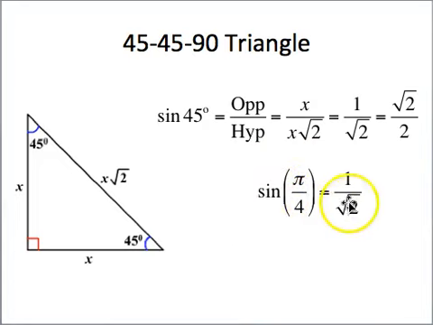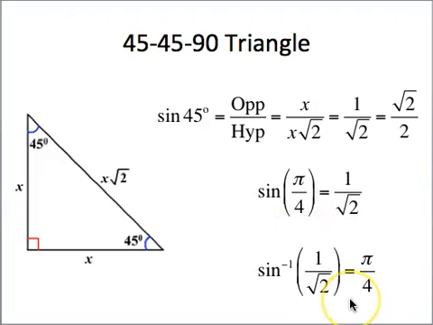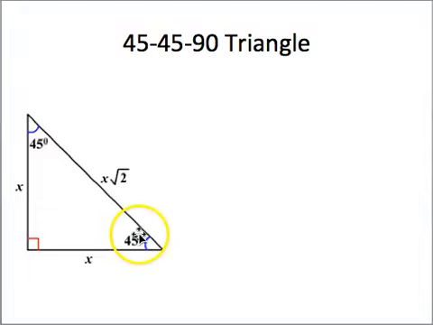So if that's the case, again, x becomes y becomes x. The inverse sine of 1 over root 2 is pi over 4. Arcsine of 1 over root 2 is pi over 4. And let's look at the cosine of 45 degrees. Cosine of 45 degrees is adjacent over hypotenuse. Sine was opposite over hypotenuse.